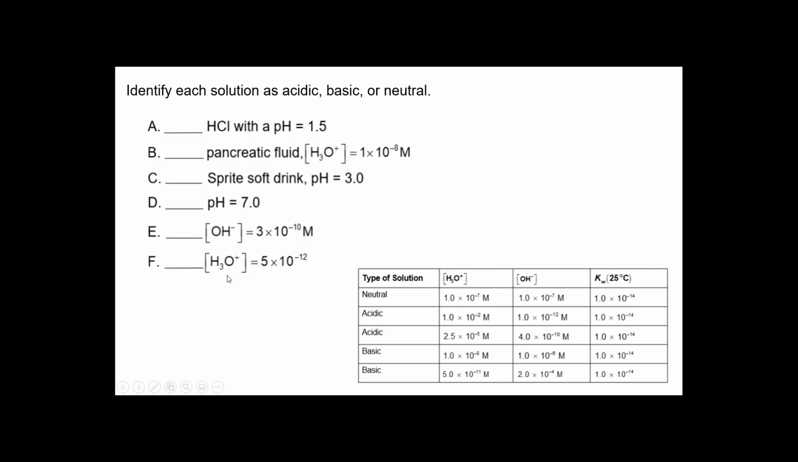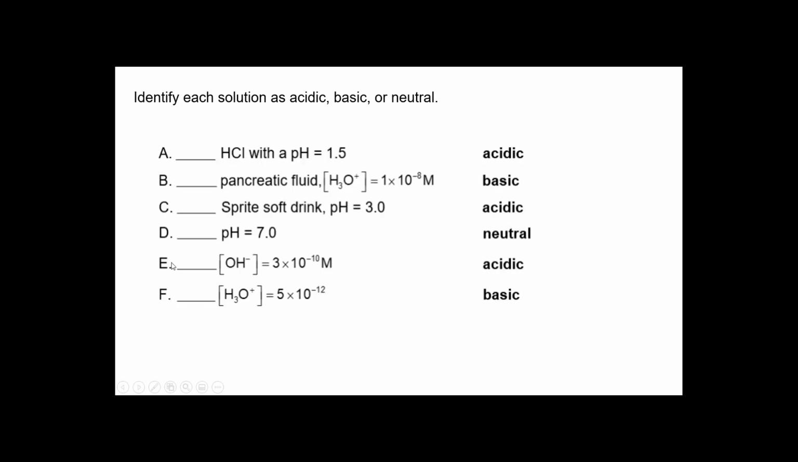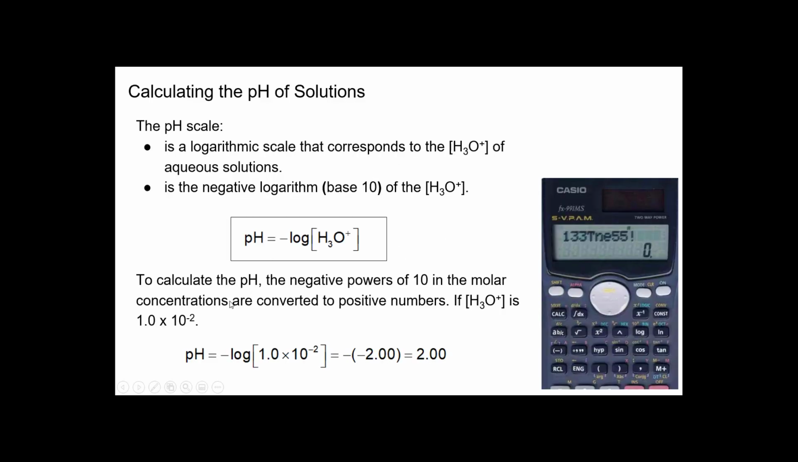And here, the hydronium concentration is negative 12, which means that it's basic. Let's see, we have it here, it's reversed, but then that means the hydroxide concentration would be a negative 2. This makes it basic. And let's see if I'm right. Acidic, yes. Basic, yes. Soft drink, acidic. Neutral, acidic, and basic. And this one's acidic because remember, we're looking at hydroxide ions here. This one's the hydronium ions.